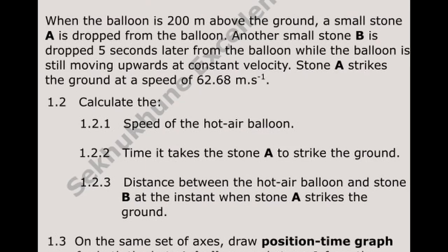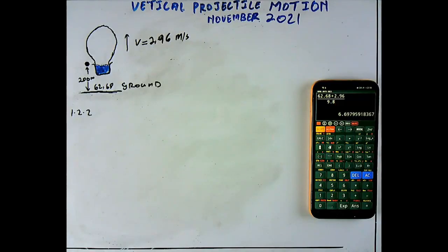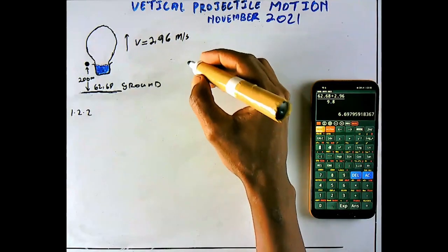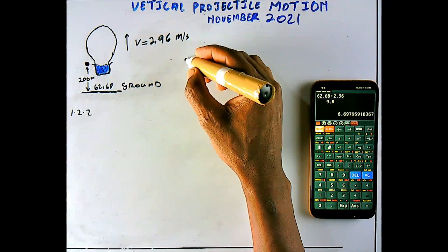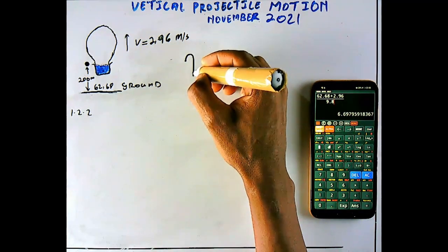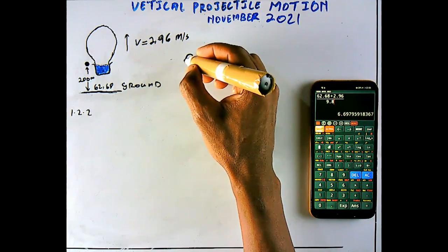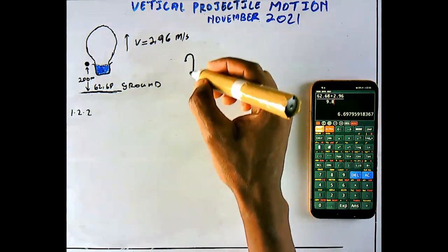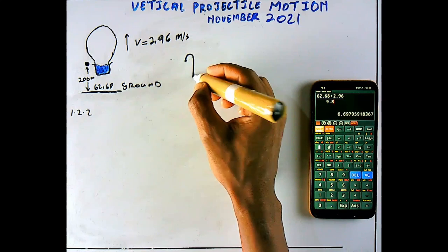And now we are going to question number 1.2.2. Question 1.2: Calculate the time it takes stone A to strike the ground. So now we have to calculate time. Remember, the stone movement is like this. This is where the stone was dropped. This is where the stone strikes the ground.